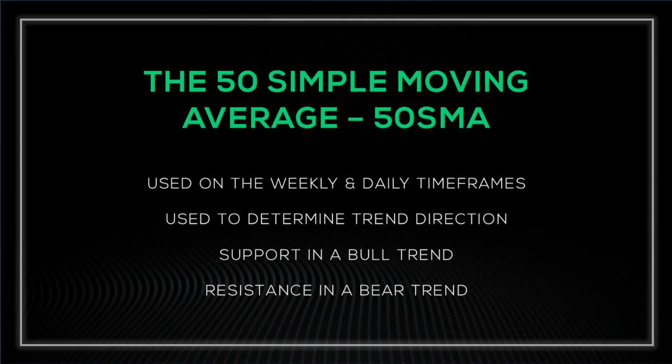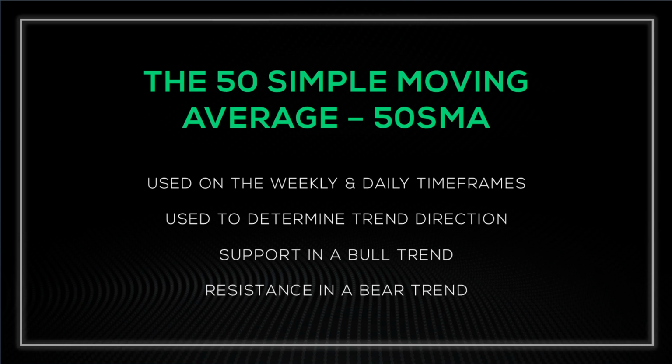The 50 simple moving average, or the 50 SMA, is best used on the weekly and daily time frames. It is used to determine trend direction and is a key level of support and resistance. In a bull trend, ideally you would like to see price trading above the 50 simple moving average and using the 50 simple moving average as a level of support. In a bear trend, ideally you would like to see price trading below the 50 simple moving average and using the 50 simple moving average as a level of resistance.